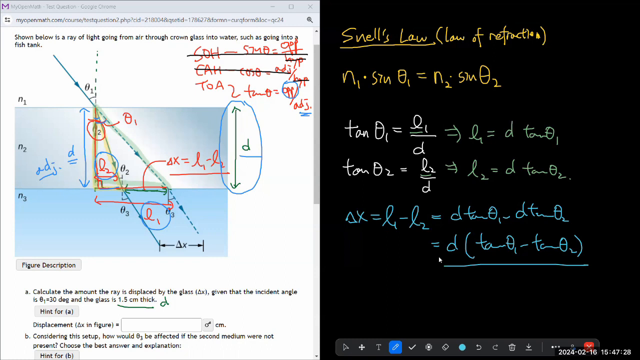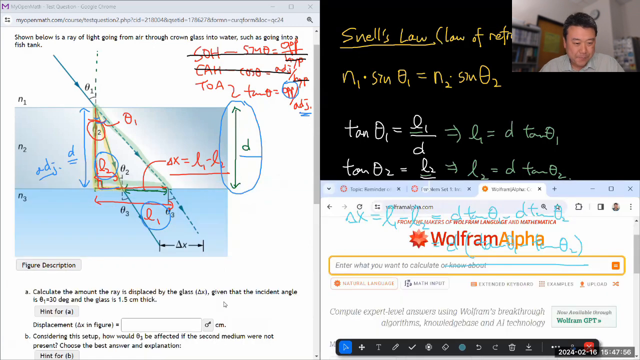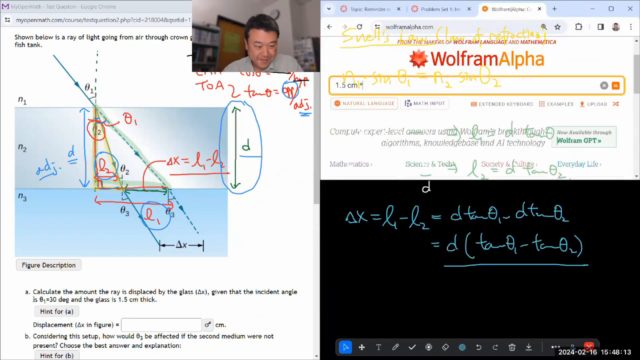This is an expression where it feels like I have access to all the numbers. I can just plug it into a calculator. So let me do that. The calculator I'm using is Wolfram Alpha this time. So let me just type in D. My D is 1.5 centimeters. That's all I need to know about D. The angles, theta 1 is 30 degrees.